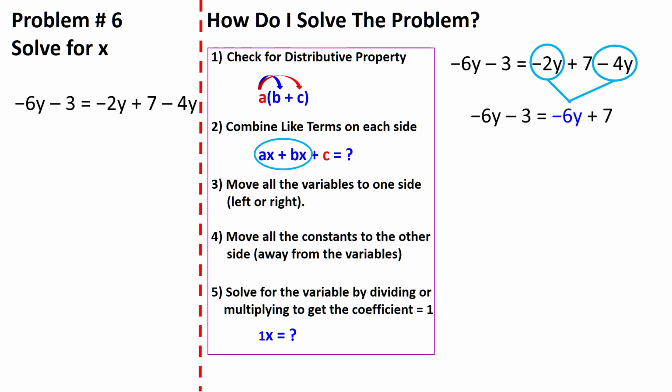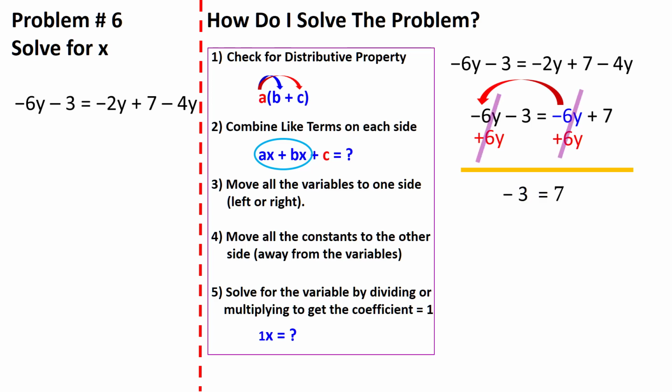Step 3. Move all variables to one side. I will move negative 6y from the right to the left by adding 6y to both sides. Then I simplify. Step 4. Move all the constants, but since the left and the right both have a constant, negative 3 equals 7. That is wrong. It cannot be right. Therefore, the answer is no solution.